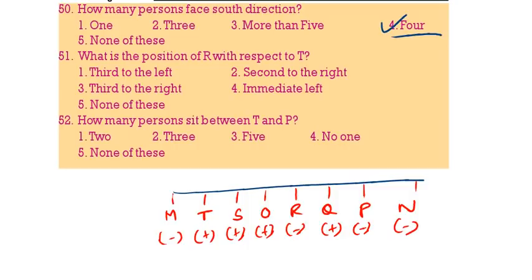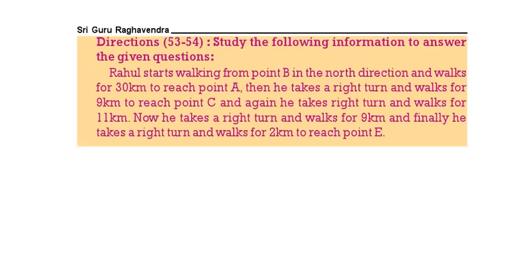Then what is the position of R with respect to T? This is T: 1, 2, 3. Third to the right. Next one. How many persons are there between T and P? Between T and P, 1, 2, 3, 4 persons are there. So none of these. Actually there are 4 persons.